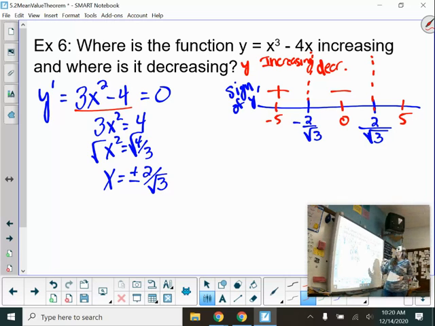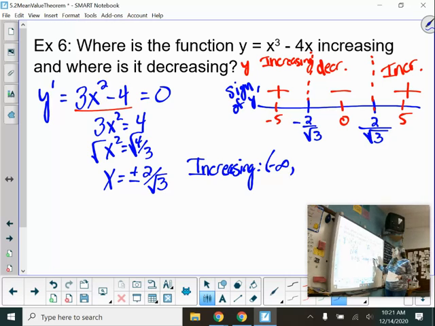Plug in the 5. 3 times 5 squared minus 4, well, that's definitely going to be a positive number. And again, that means that my y value is increasing. So then to state our final answer, because this says where is it increasing, where is it decreasing, we can't just leave the chart as our answer. We actually have to state it is increasing from negative infinity to negative 2 over the square root of 3, and from 2 over the square root of 3 to infinity.